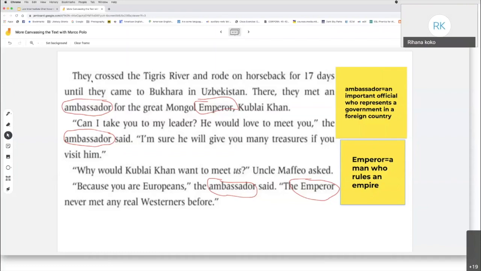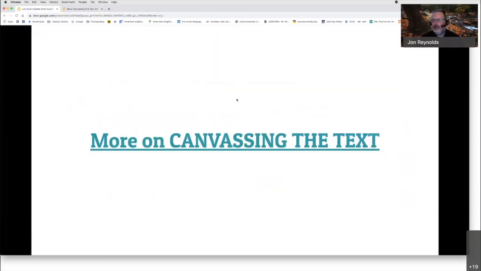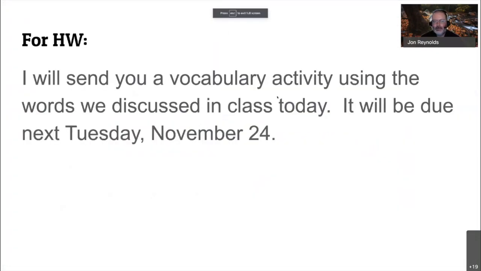Okay. Well, guys, I want to thank you so much for joining us here this morning. So what I'd like to do after class is send you a little vocabulary activity. This activity will involve the words we talked about here today and some of the words that we did not talk about. Some of you had looked up some of those words, so that will give you a chance to share some of that information in this activity.